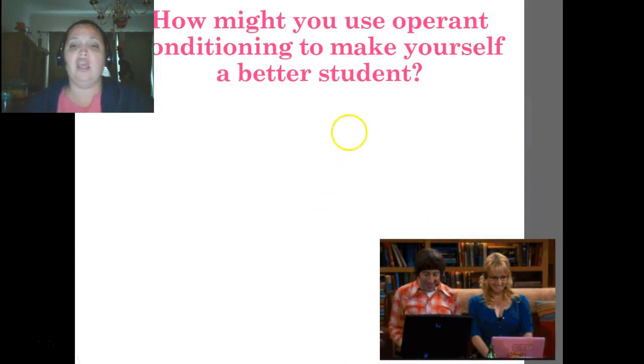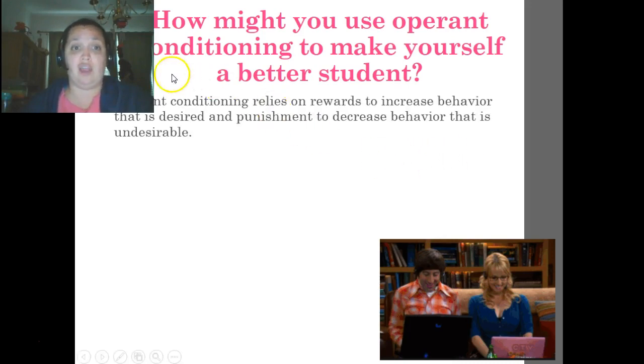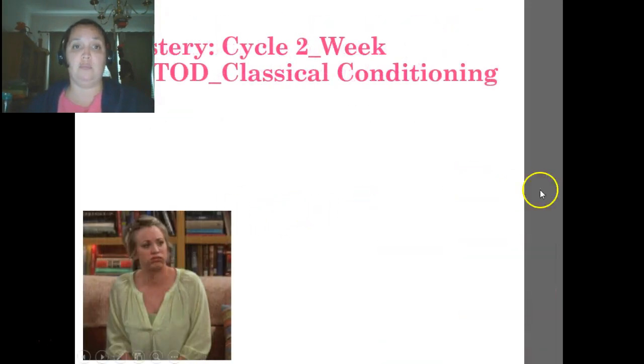All right. So it's important to consider using things like operant conditioning to make yourself a better student. Maybe you're struggling right now to stay on track. Operant conditioning might be a way to help yourself get back on track. So what kind of rewards could you give yourself to increase the behavior you want if you wanted to be a good student, for example? And what kind of punishment could you use to decrease the behaviors you don't want?